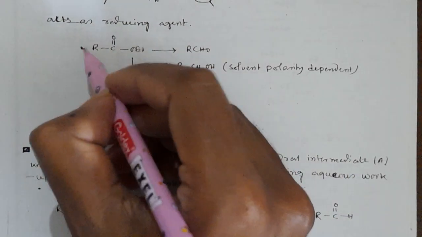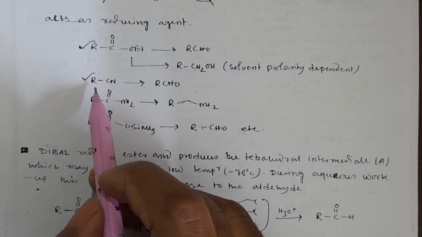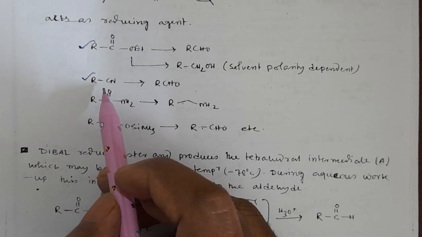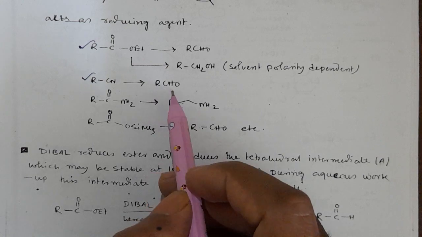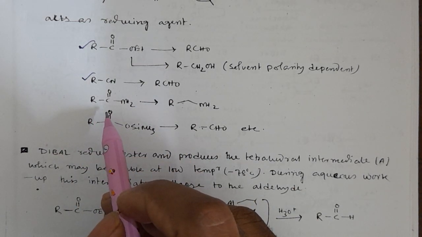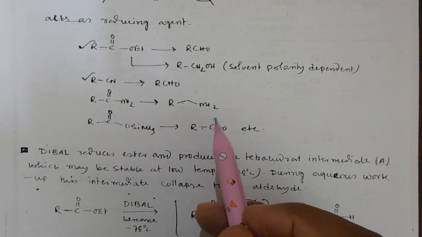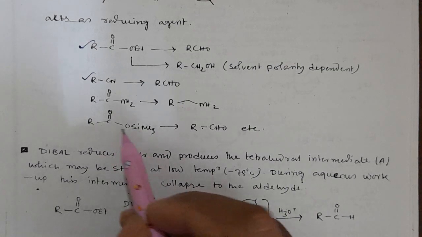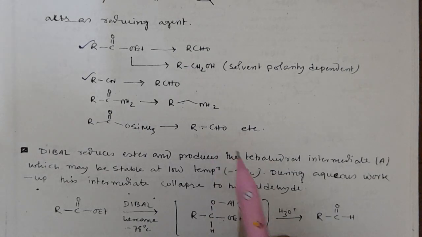Now if you look at another compound like cyanide, this is the general structure of cyanide. If you do the reaction in the presence of DIBAL, it gives the corresponding aldehyde. Now if you take an amide, this compound gives the corresponding amine. Further, this trimethylsilylated ester gives the corresponding aldehyde.